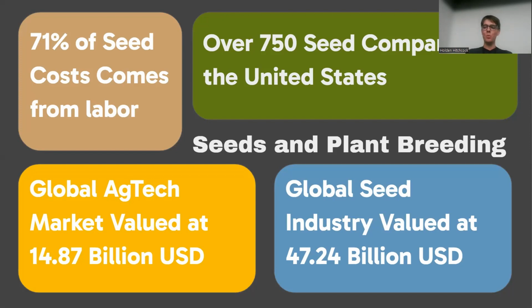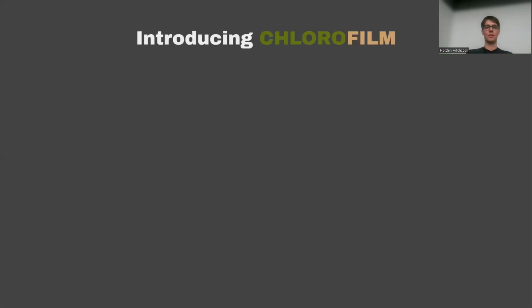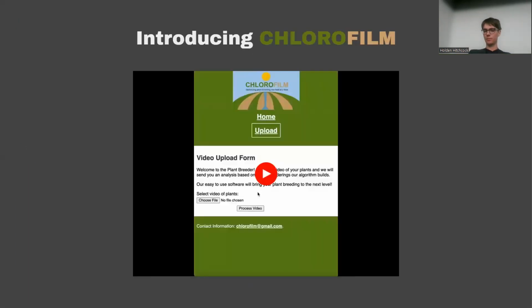A staggering 71% of cost in developing novel plant varieties comes from labor. With the ag tech sector growing at around 20% annually, there has to be a product that can make seed production accessible to family-owned farms at cheap prices. The solution to this? Chlorophyll.